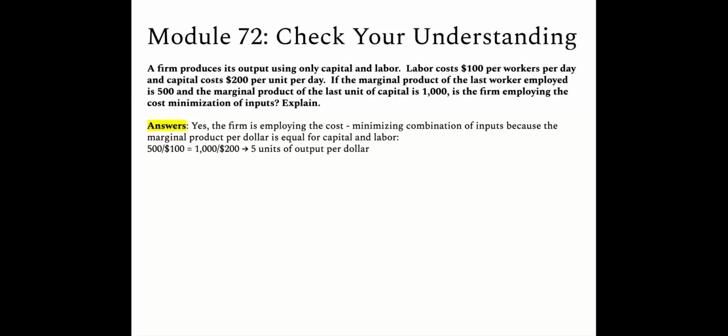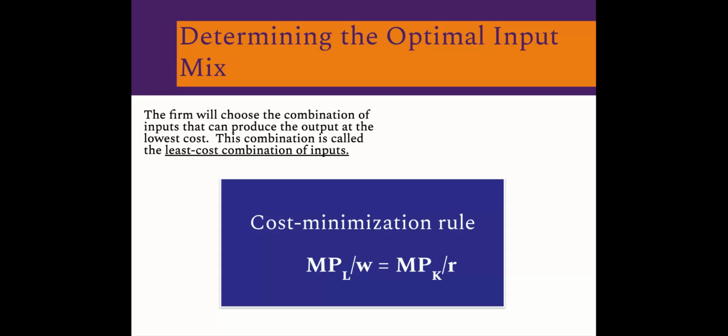Okay, let's do an example. A firm produces its output using only capital and labor. Your labor costs $100 per worker per day, and your capital costs $200 per unit per day. If the marginal product of the last worker employed is 500 and the marginal product of the last unit of capital is 1,000, is the firm employing the cost minimization of outputs? Okay, so remember, we're going back to this rule, MPL, marginal product of labor over wage rate, should equal the marginal product of capital over rental rate.